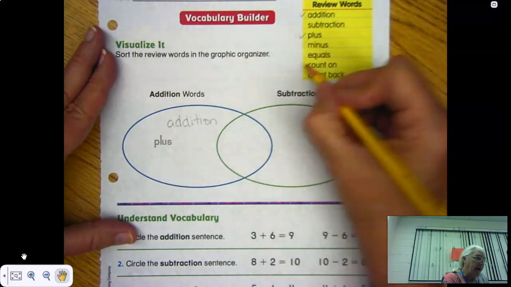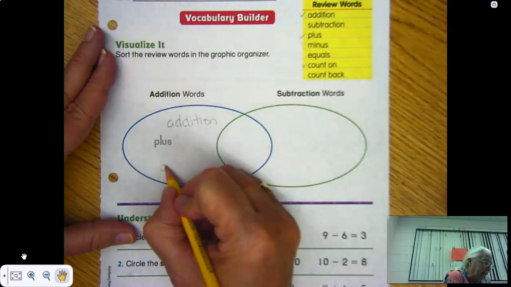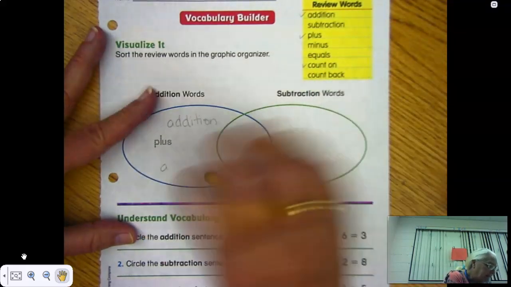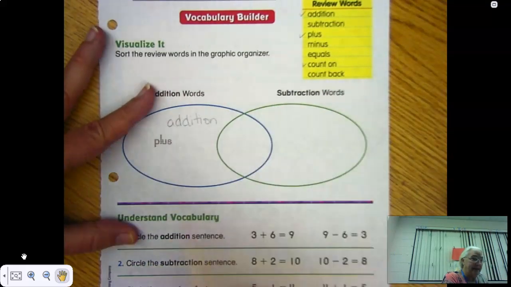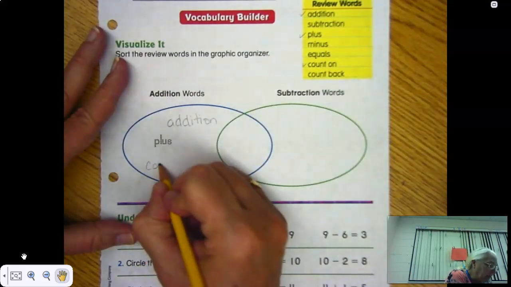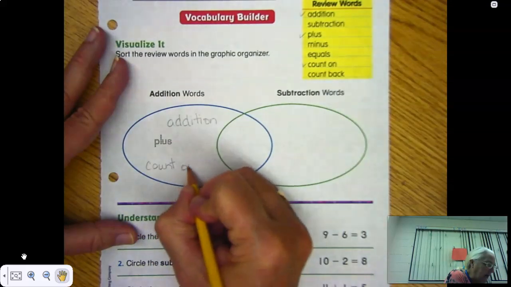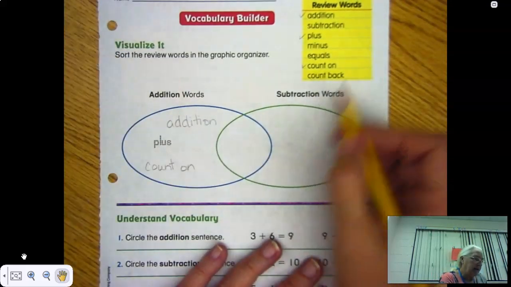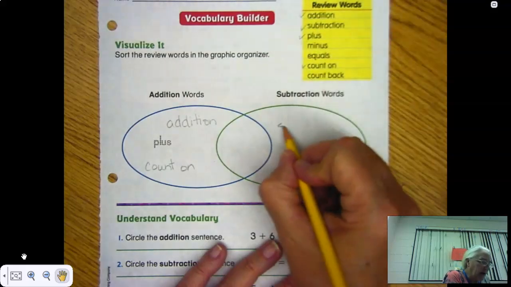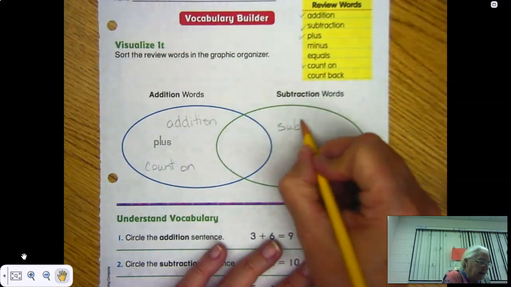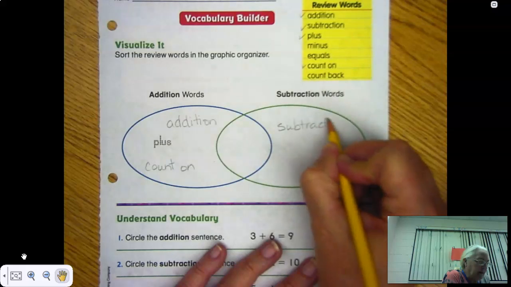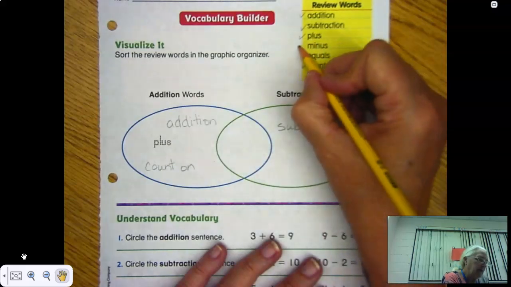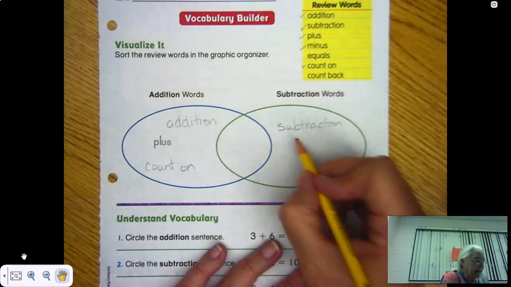Count on, that means we're adding, so I started to write an A. Count on means going forward on the number line. Now subtraction words, let's go ahead and use subtraction. It's right there in the title. Subtraction. Minus, yep, minus is a subtraction word.